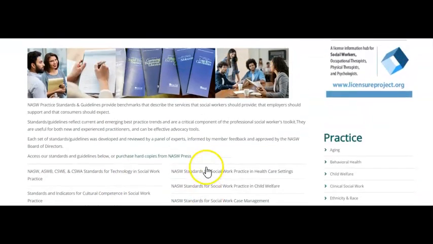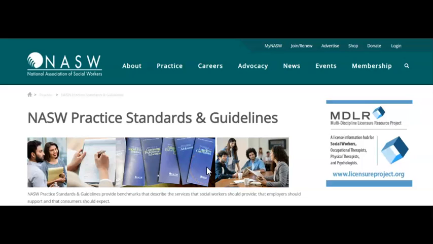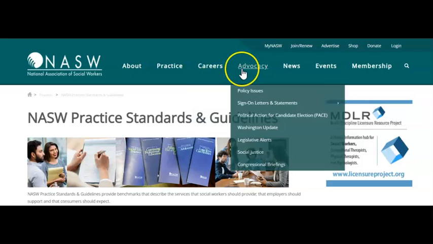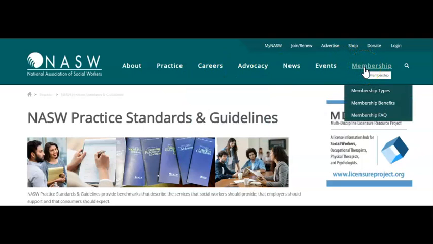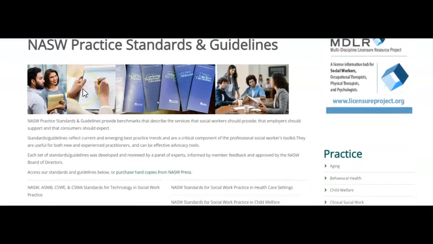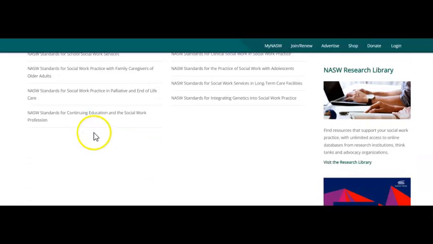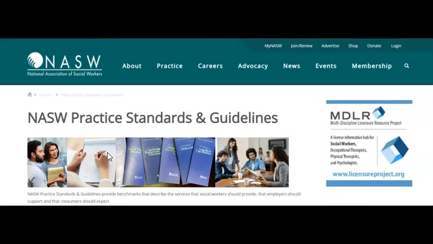If you're looking for specific information or a specific population or setting that you're working in, it'll also provide more information about careers in this field, advocacy efforts. A lot of that macro practice falls under this category. And if you want to become a student member, there's student member types, so that you are getting a head start on having a professional membership with a national association. This is a wonderful resource for you to utilize.